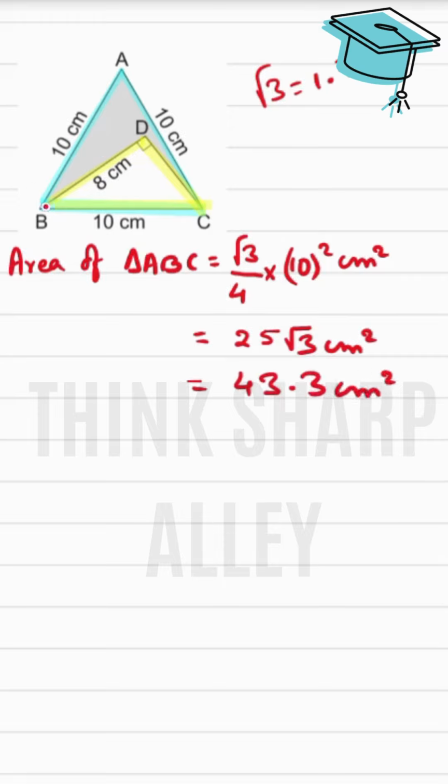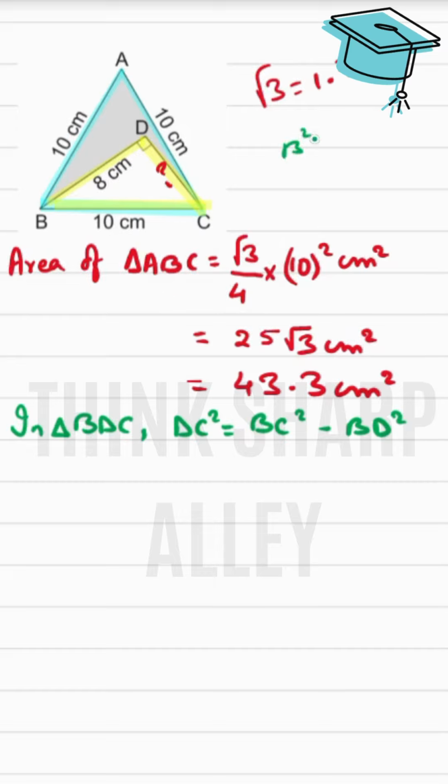Now triangle BDC is a right angle triangle where BC is the hypotenuse as it is opposite to 90 degrees. So we will use Pythagoras theorem to find out the side DC. That is, hypotenuse square is equal to perpendicular square plus base square. So base square will be equal to hypotenuse square minus perpendicular square.